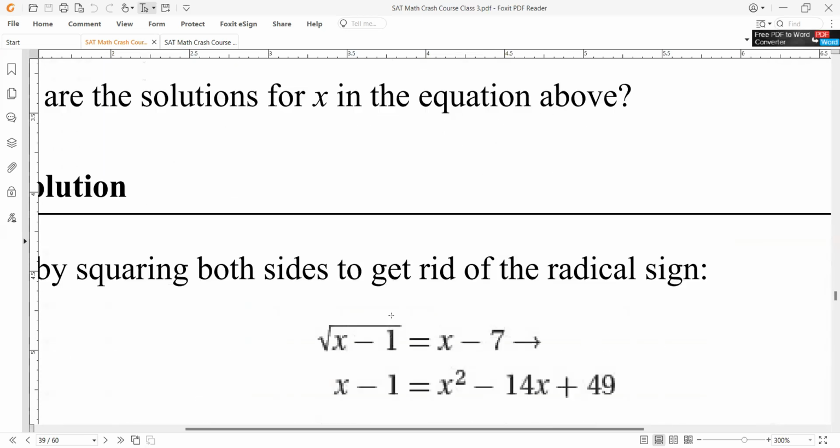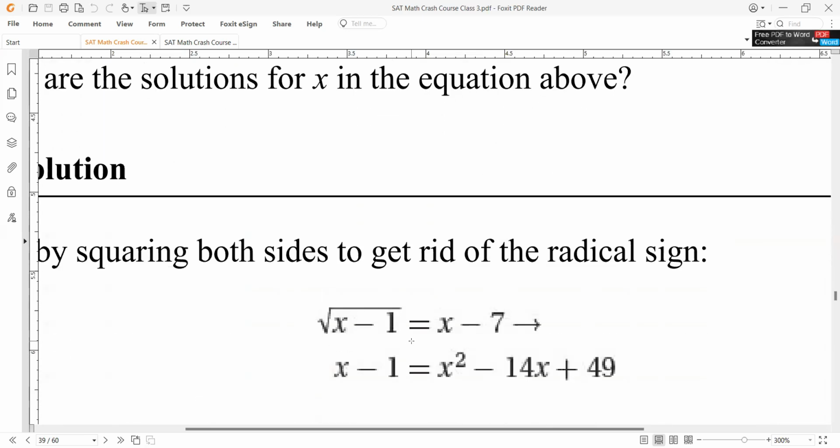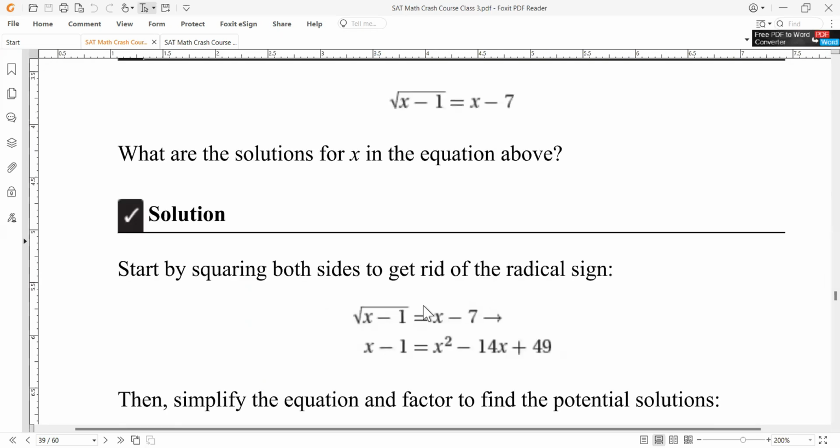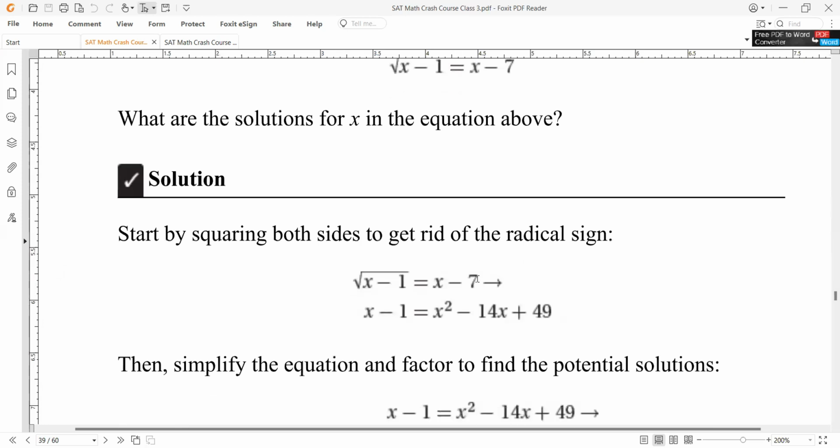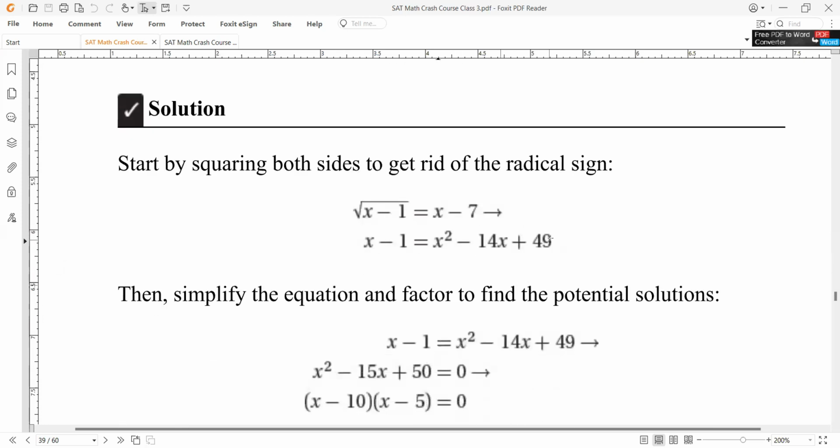This was our problem basically: root over x minus 1 equals x minus 7. We need to solve this problem. The easiest and casual way to solve it is by squaring the left side and squaring the right side. And if you do that, you are getting an extraneous solution, an extra thing which is not valid.